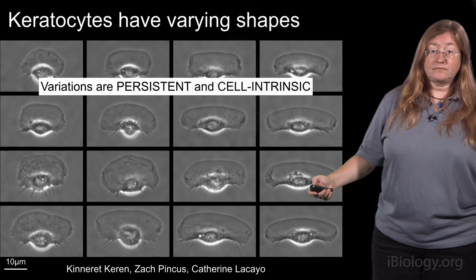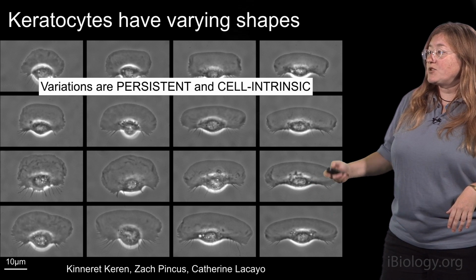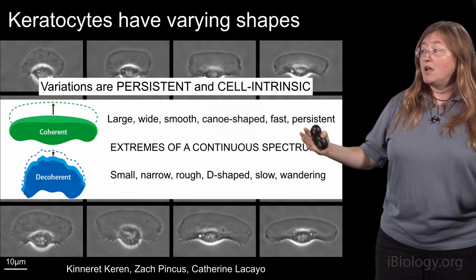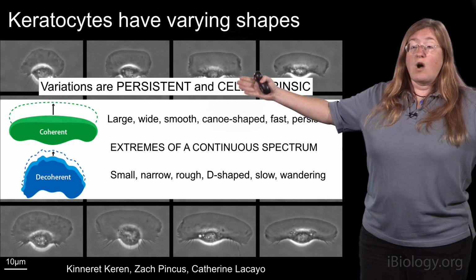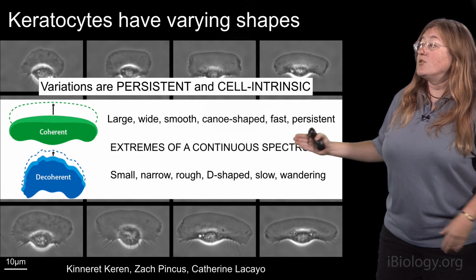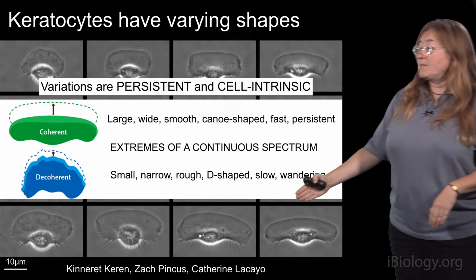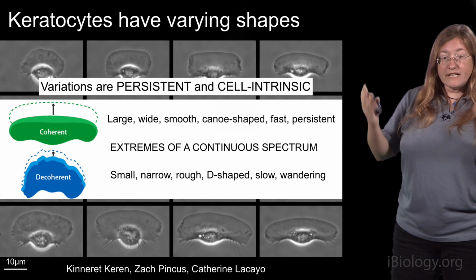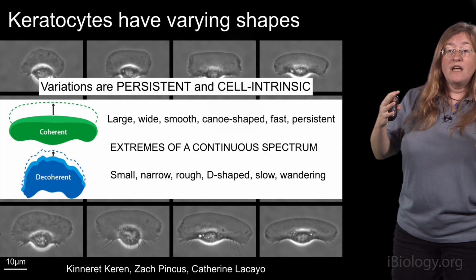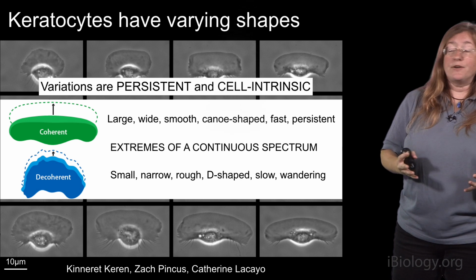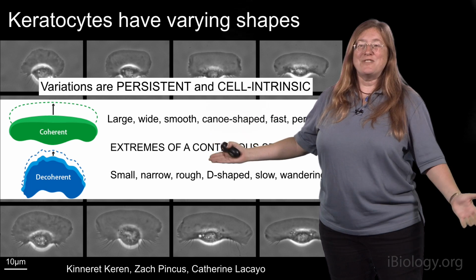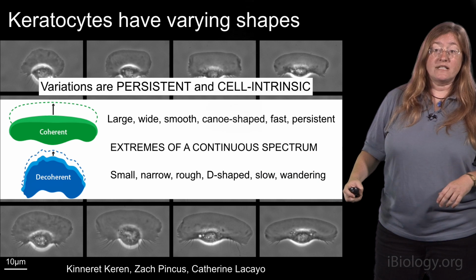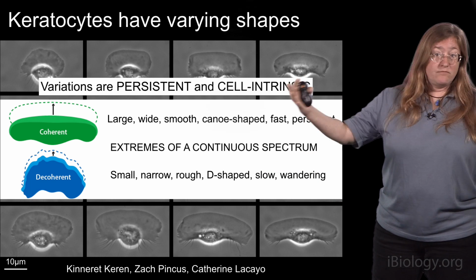shape it was before. And from quantitative analysis of those kinds of measurements, we found that these shape differences are essentially extremes of a continuous spectrum, where some cells are very large and wide and smooth, and these are the ones that are canoe-shaped, and those are also the fastest moving cells. And some of the other cells, such as the ones over on the left side of this gallery, are rounder, they tend to be smaller, their leading edges look kind of rough, and they also move very slowly and in a less persistent manner. And so we call the wide, smooth cells coherent cells, and the smaller, narrower, rough cells we call decoherent cells. But overall, we can find every behavior in between.